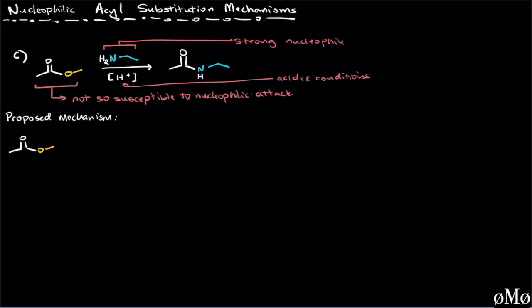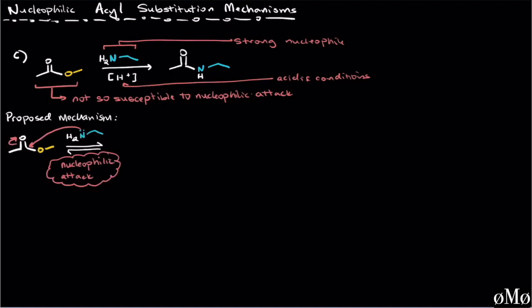Okay, so in our proposed mechanism, we start with our ester and we say, okay, it's not so reactive, so maybe we might need to activate that ester. But you have to hold on right there and look at your reagent and realize, oh, no, no, no. We have a really strong nucleophile in this flask. It really doesn't matter how strong this ester is, that amine is going to attack that carbonyl carbon.